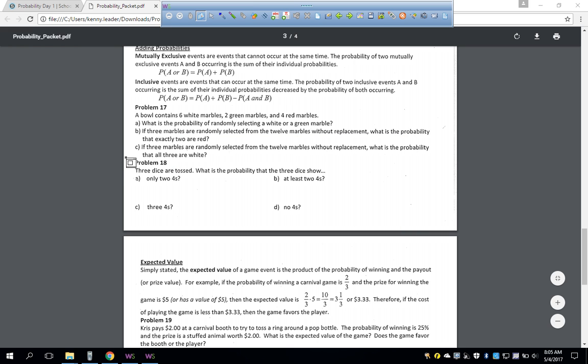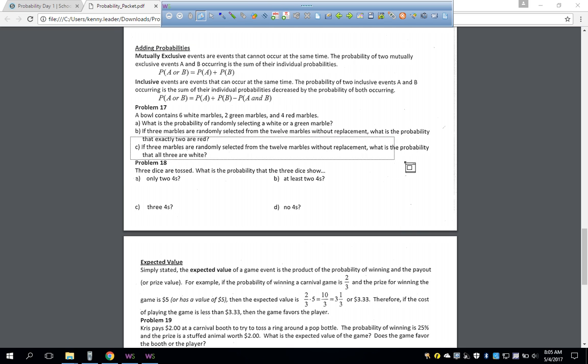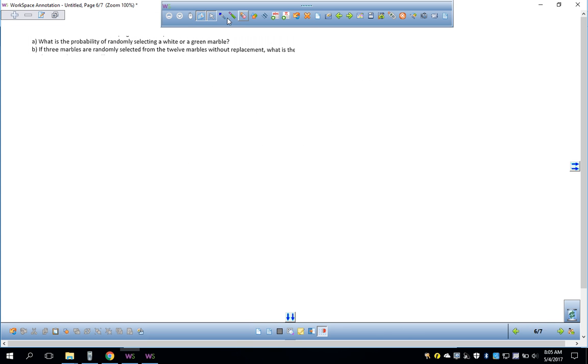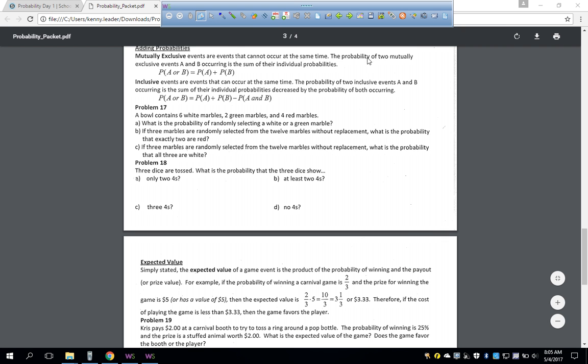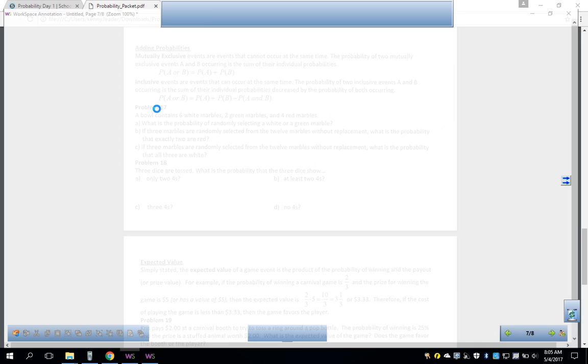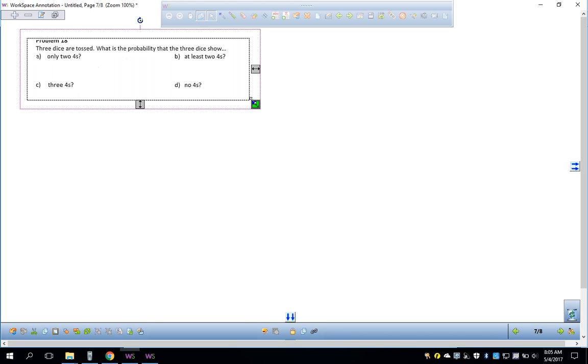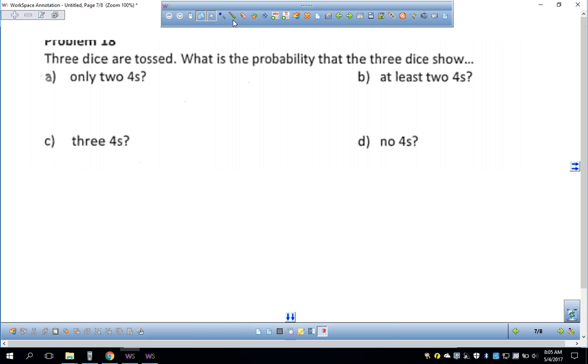Okay? So 3 red marbles. Oh, I did that. 3 dice are tossed. Okay, so 3 dice are tossed. Let's try to do each of these. What's the probability that 3 dice show only 2 4s? Only 2 4s.